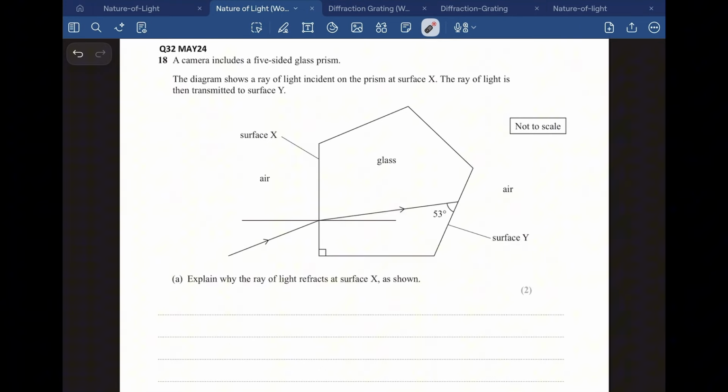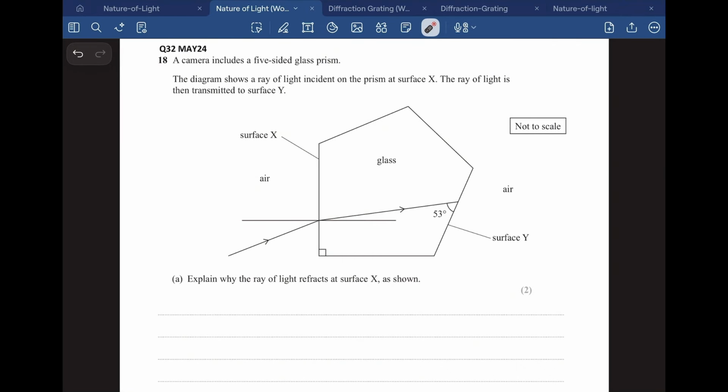Now let's solve this very tricky question number 18 from May 2024. It says a camera includes a 5-sided glass prism. The diagram shows a ray of light incident on the prism at surface X. So this is the surface X. The ray of light is then transmitted to surface Y. Explain why the ray of light behaves as shown at surface X.